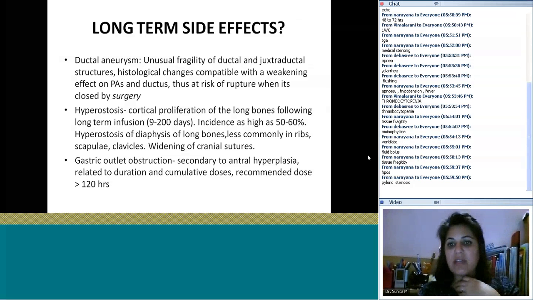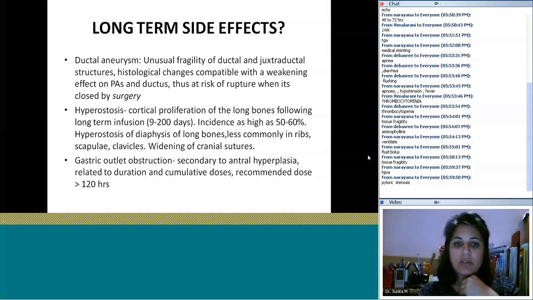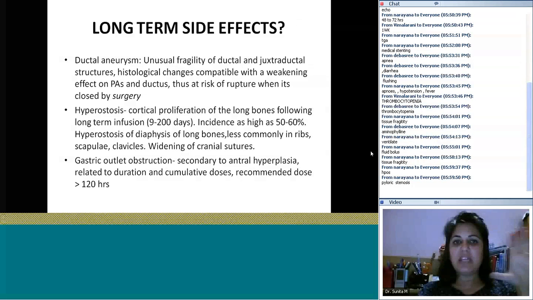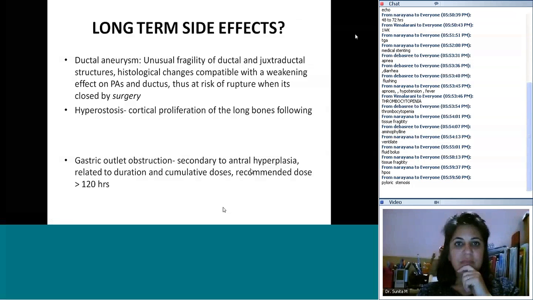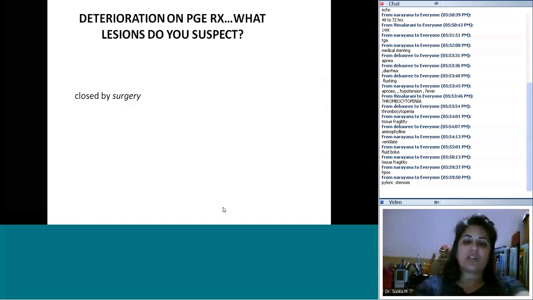hyperostosis. Third side effect is gastric outlet obstruction. You need to remember this. Patient on prostaglandin for long term and they start vomiting, he could have developed gastric outlet obstruction. And so that is why the recommended dose is within 120 hours, 4-5 days, figure out what you're doing and try and wean them off the prostaglandin. But these are the 3 major long-term side effects of prostaglandin dosage.